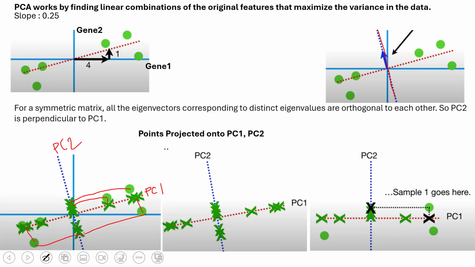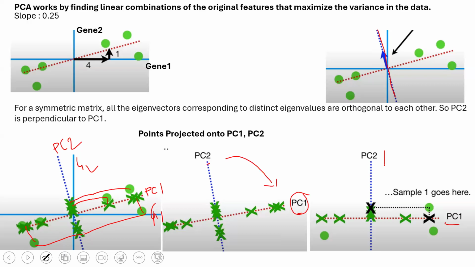Okay, so once they are projected, I'll get rid of the original axes. This is one of my original axes, Gene1, Gene2. I'll get rid of them and keep just PC1 and PC2, and I have projected points on PC1 and PC2. Now I'll rotate this so that this becomes the horizontal axis. So now this became my first axis, and this became my perpendicular axis to PC1.